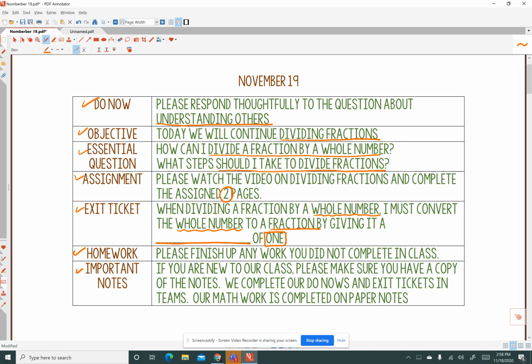And an important note is we do have a couple of new people to our class. So we want to make sure that you have a copy of the notes. So please make yourself known in class or send me an email. Let's make arrangements for you to pick up those notes or us to get them to you. I want you to know that we do our do nows and our exit tickets in teams, but our math work is completed on paper notes. And if you don't have those notes yet, I hope you have just some notebook paper or something that you can use to copy down the problems.